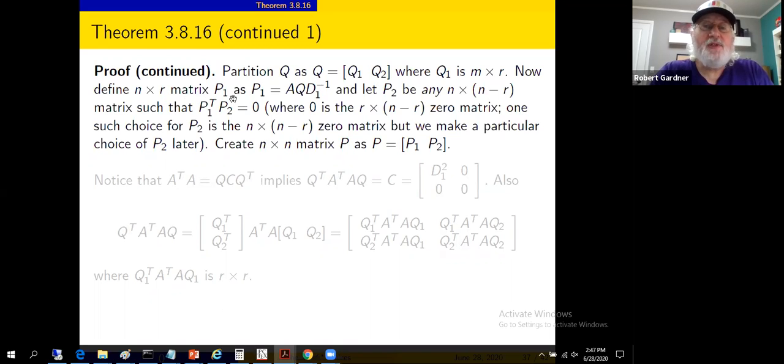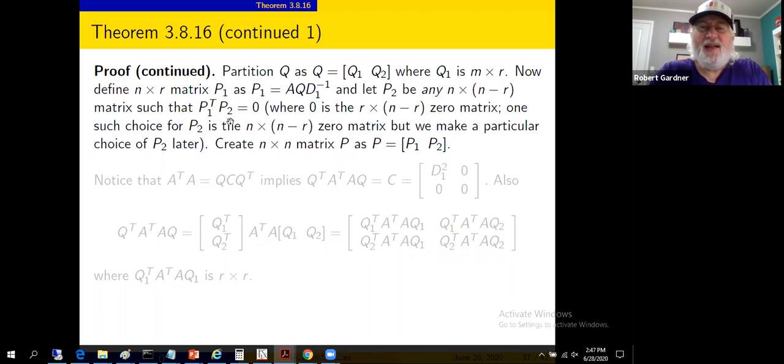Define N by R matrix P1 as follows: matrix A, matrix Q, and that D1 matrix that we just introduced. Dig your way through the dimensions. That will produce an N by R matrix P1. Let P2 be any, okay, so I may be losing uniqueness right here, but there's more to follow. Define P2 to be any N by N minus R matrix such that P1 transpose times P2 equals 0, P1 being given by this up here. It's just computational, and we're headed in a direction, but it's going to take a little while to get there.